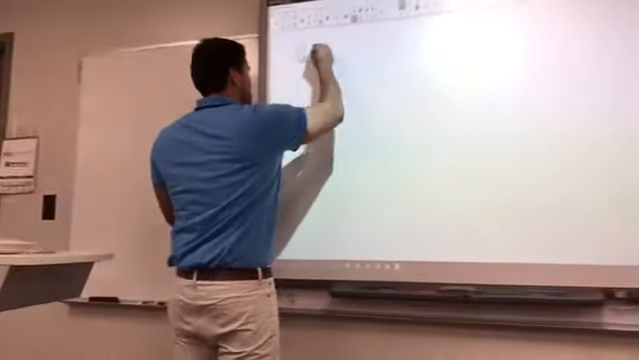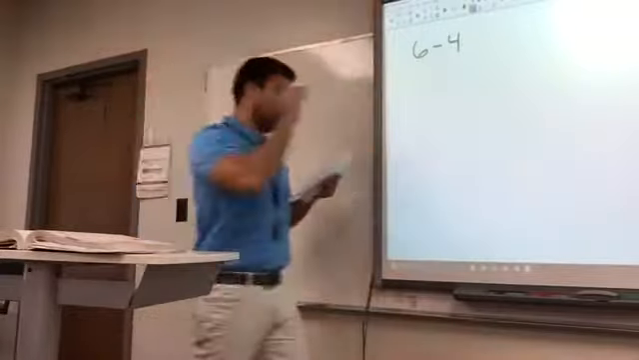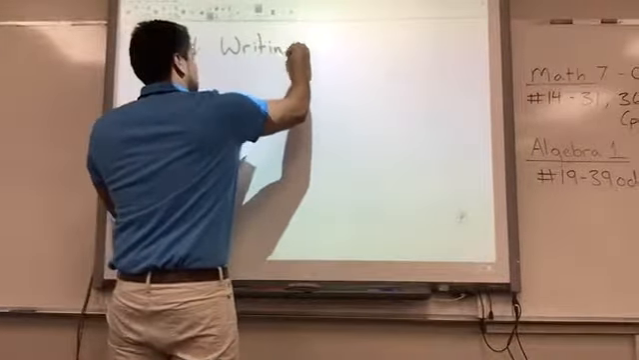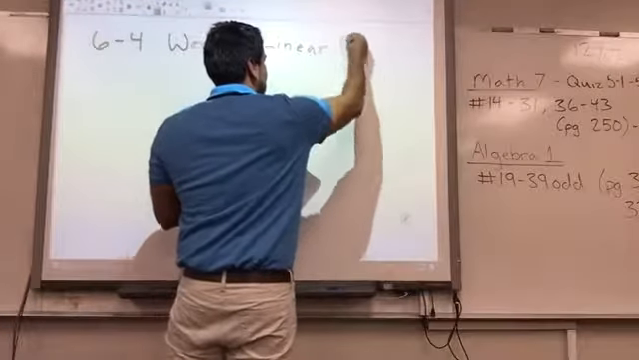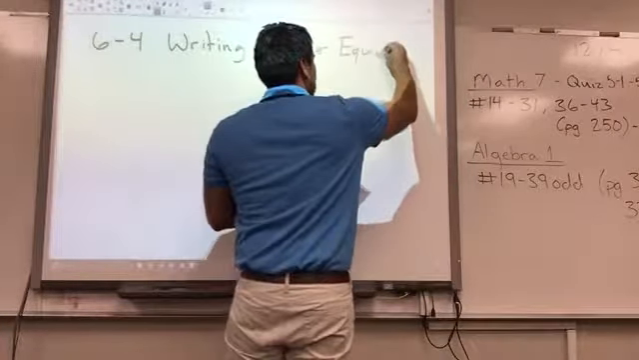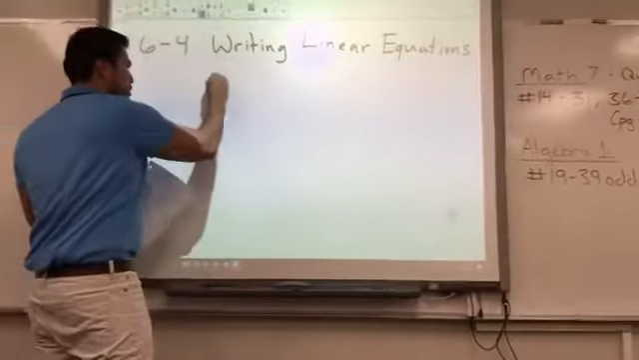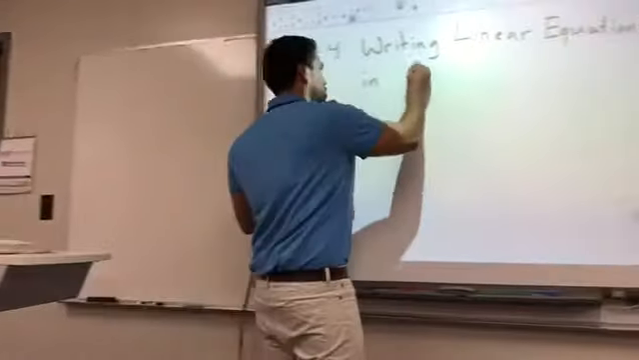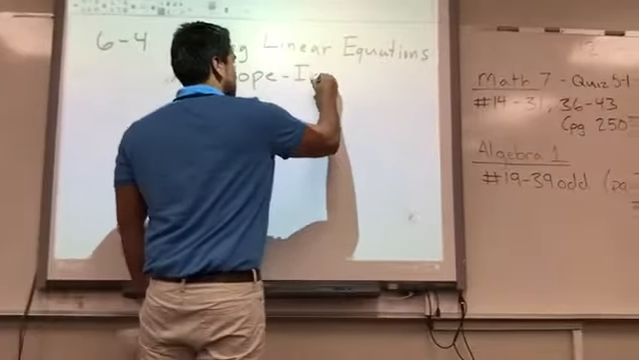So we're on lesson 6-4. We are skipping 6-3 for now. So we're dealing with writing linear equations like we have been in the past. But this time, we're writing it in our new, well, I shouldn't say new because we looked at this last year, but the new one for this year is Slope-Intercept Form.